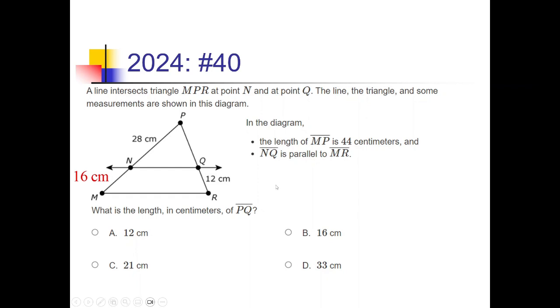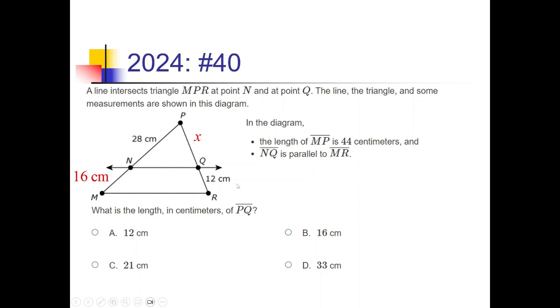Now what do they actually want to know? They want the length of PQ. Because these lines are parallel, that means that this little triangle up here and the big triangle down here are proportional, they're similar. It also means that these 4 pieces, the 16, the 28, the missing piece, and the 12, are in a proportion as well. So if we just set up a proportion, we can solve for this side, which I'm going to label with an X just so I have something to refer to it with. So let me set up an equation.